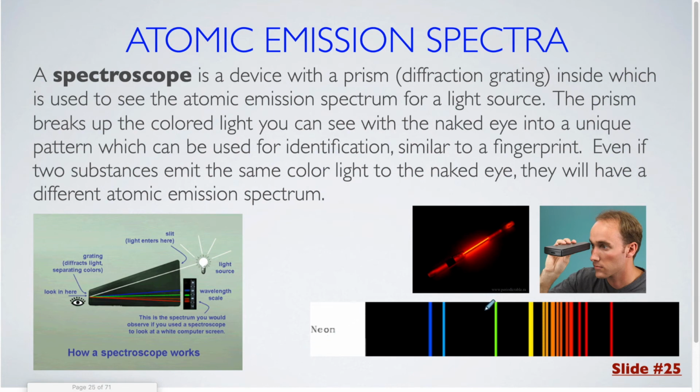So for example, here we have somebody who is looking through a spectroscope and they're looking at some neon light. Now this light is going to appear a reddish orange color to the naked eye, but if you look at it through the spectroscope, it's going to be broken down into many very thin lines. And this pattern is going to be specifically unique to neon.